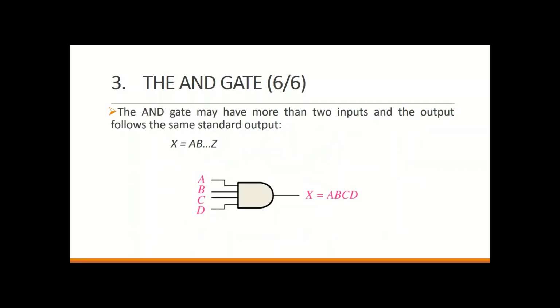We may have more than 2 or 3. We may have 4 inputs. It doesn't matter. All the inputs will be ANDed. It will be A and B and C, or A, B, C in this case. It will be just the AND operation.